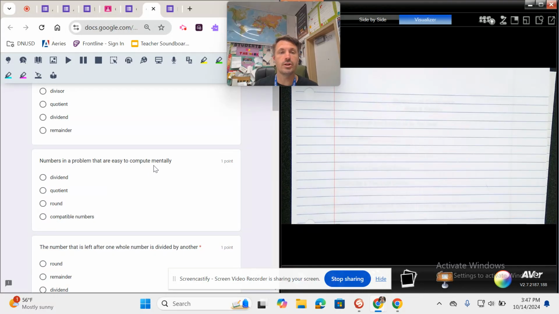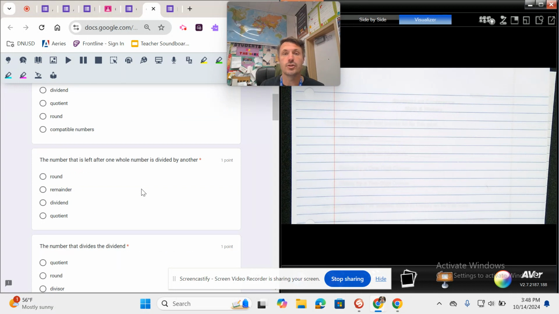Numbers in a problem that are easy to compute mentally, that is compatible numbers. When things are compatible with each other, it means they get along well. And so compatible numbers are numbers that get along well in your head, like 20 divided by 10 equals 2. Those are compatible numbers. They're easy to compute mentally. You don't need scratch paper, really, for them.